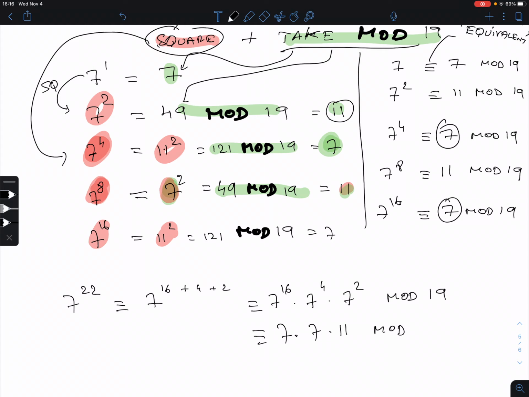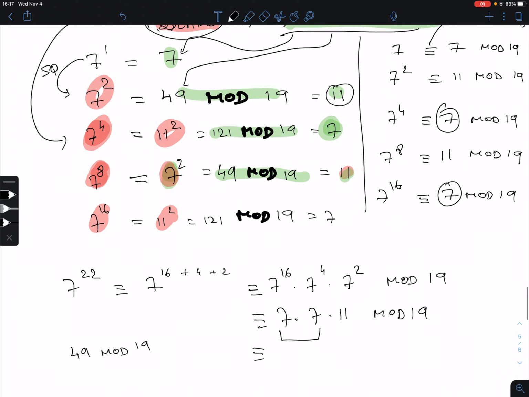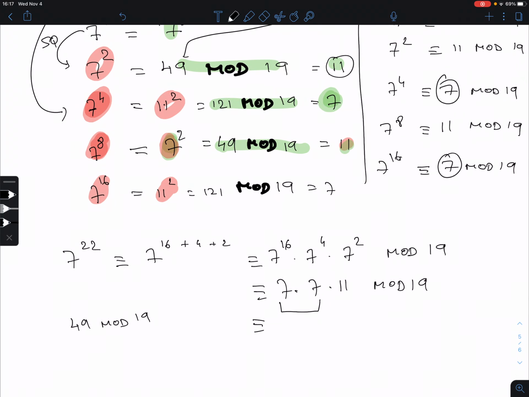mod 19. And now I can calculate this. Also, you can multiply it all out at once and then take mod 19, but very often what one does is combine two. So this is 49, so we have 49 mod 19, but we know already what 49 mod 19 is. We know that this is 11, right? So we know that 49 mod 19 is 11. Another way of saying that is that 49 is equivalent to 11 mod 19.